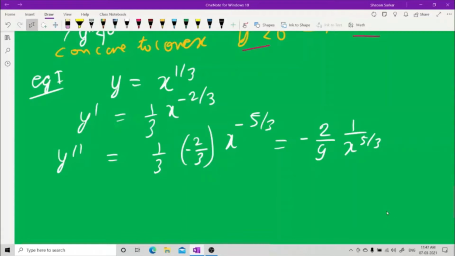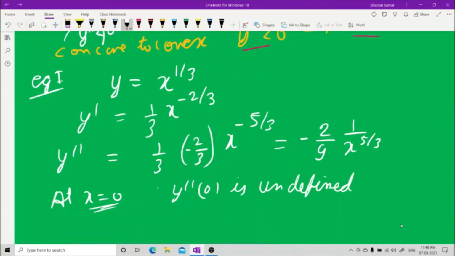This is the way. Now at x equal to 0, y double dash is undefined. Fine. If you put 0 here, it becomes infinity, undefined. At x equal to 0, this function of x, y double dash, is undefined. This is undefined.